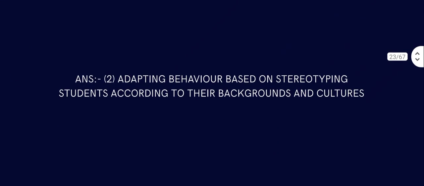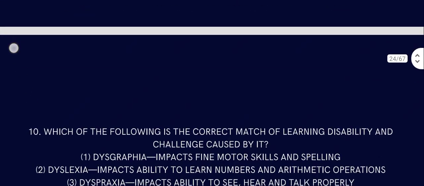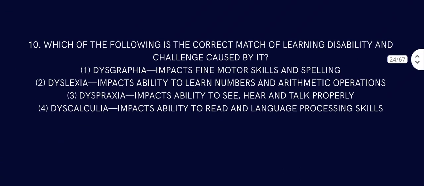Adapting behavior based on stereotyping students according to their background and culture. That's not really a good way to promote inclusion. Now question number 10. Which of the following is the correct match of learning disability and challenge caused? Dysgraphia impacts fine motor skills and spelling?